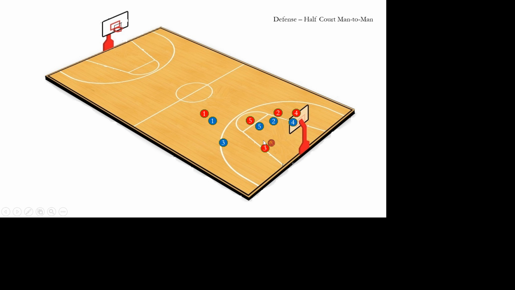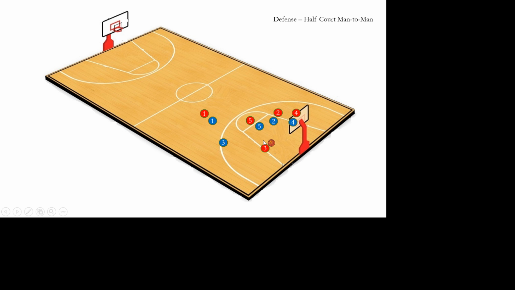With this zone, each player's not guarding another player. You're instead guarding an area of the court, or a zone. So 1 is responsible primarily for this area, this zone. 2 has this zone. 3 has this zone. 4 has this zone. And 5 has the middle here. As you see, the zones overlap.